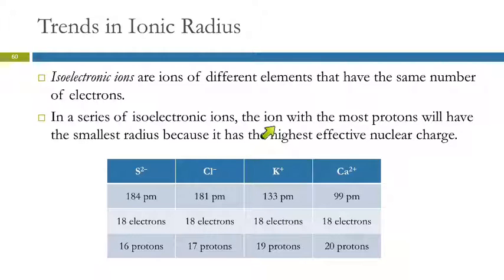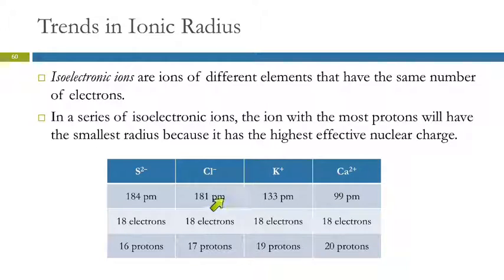So the ion with the most protons is going to have the smallest radius because of the higher effective nuclear charge. Any questions? When you look at isoelectronic ions, the smallest one is the one with the most protons. They all have the same number of electrons. But calcium has 20 protons. Its radius is 99 picometers.